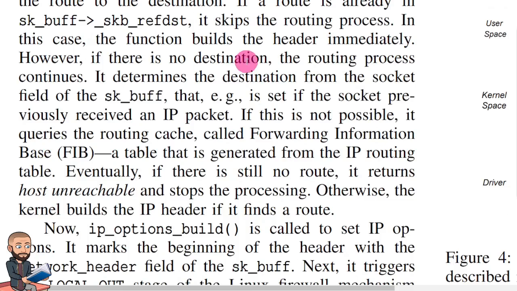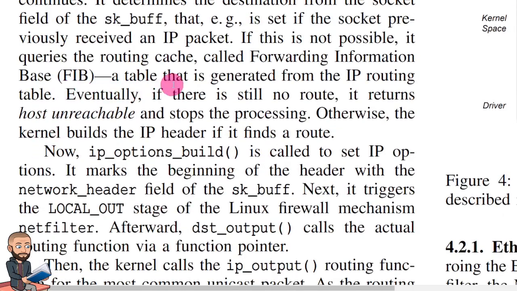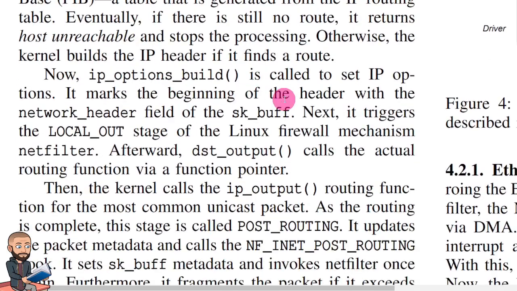However, if there is no destination, the routing process continues. It determines the destination from the socket field of the skbuf that, for example, is set if the socket previously received an IP packet. If this is not possible, it queries the routing cache, called forwarding information base, FIB, a table that is generated from the IP routing table. Eventually, if there is still no route, it returns host unreachable and stops the processing. Otherwise, the kernel builds the IP header if it finds a route.